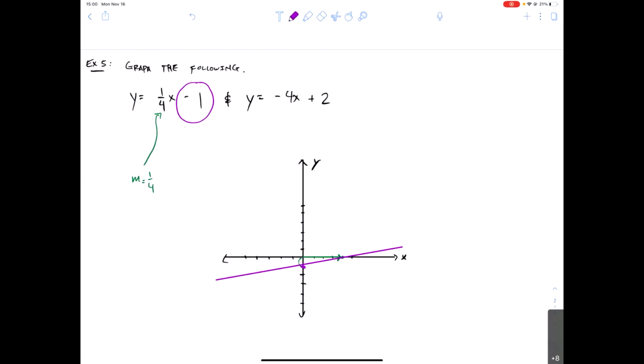Oop, nope, that's not good. That's not good either. Come on. No, that's almost. There we go. This should be good.